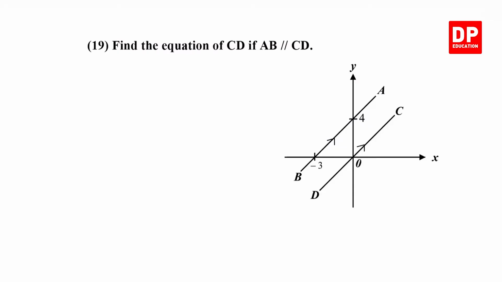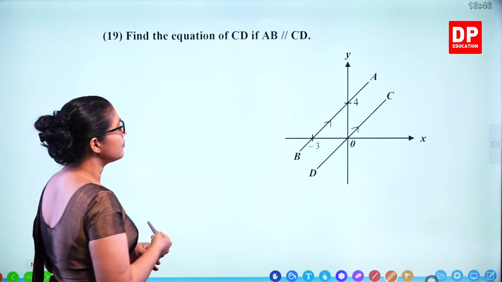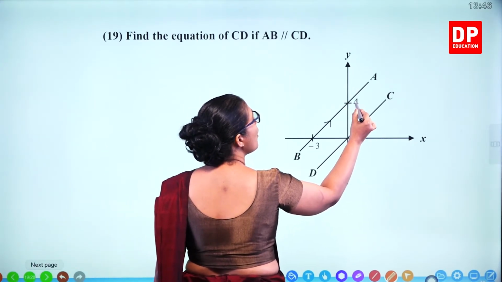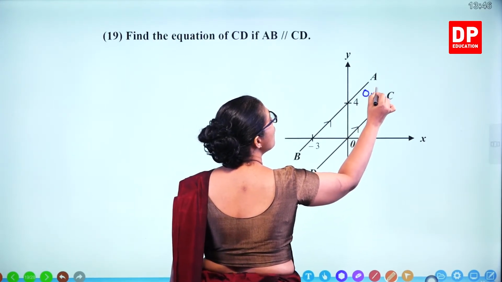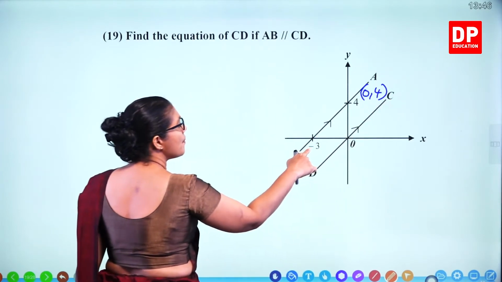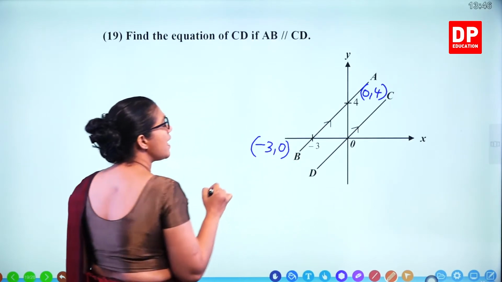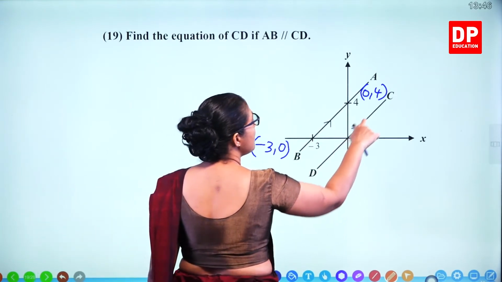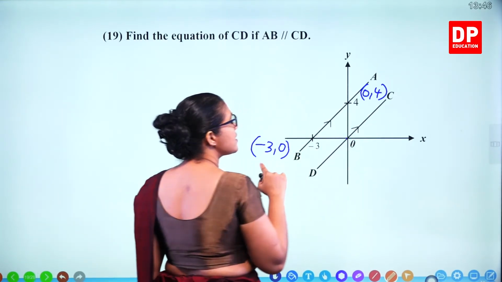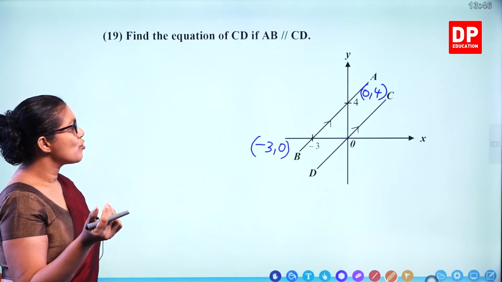Question number 19. Find the equation of CD if AB is parallel to CD. What's this point? 4 on the y-axis, so 0, 4. What's this number? Minus 3 and 0 because it's on the x-axis. We can see in this equation, the y-intercept is 0. So you get y equals mx form as the equation of CD.